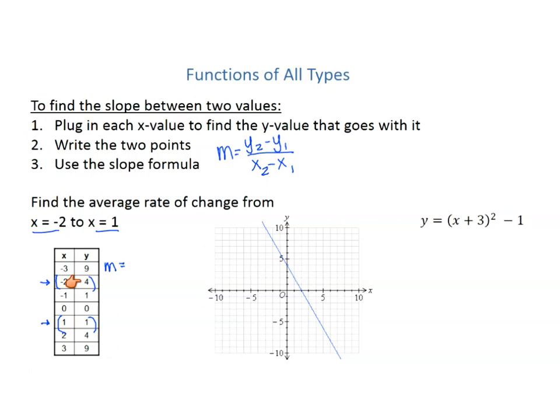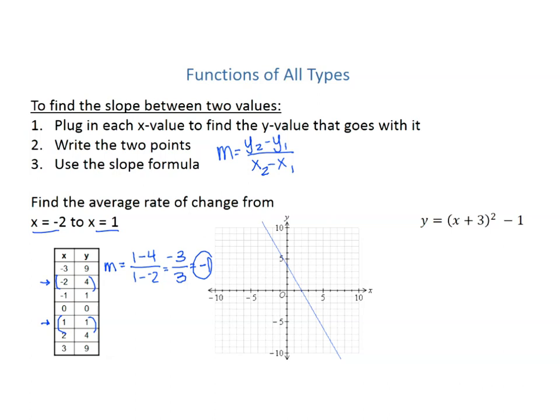y2 minus y1. So that's going to be 1 minus 4 over x2 minus x1, which is 1 minus -2. So that's -3 over, this becomes 1 plus 2, which is 3, so we get -1. That's our slope for the first function, which is this table. Actually, we don't know that it's a function, but it's given in table form.